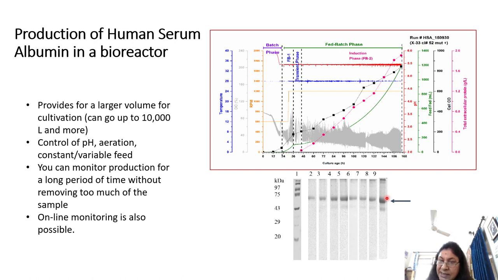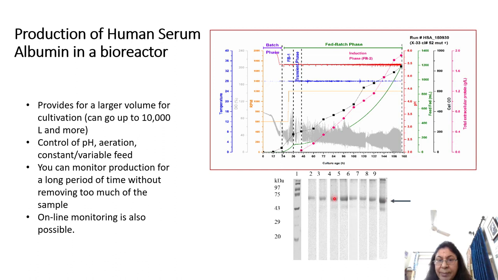How do I know it is 66 kilodalton? Because on the same gel, I also run molecular weight standards. It is a mixture of proteins which contains a 20 kilodalton, a 29 kilodalton, 43 kilodalton, and 75 kilodalton protein. So this is also a part of the same gel. All right, so this is our standard, and we can compute that this band corresponds to a 66 kilodalton protein. So we know human serum albumin is being made in our culture filtrate.